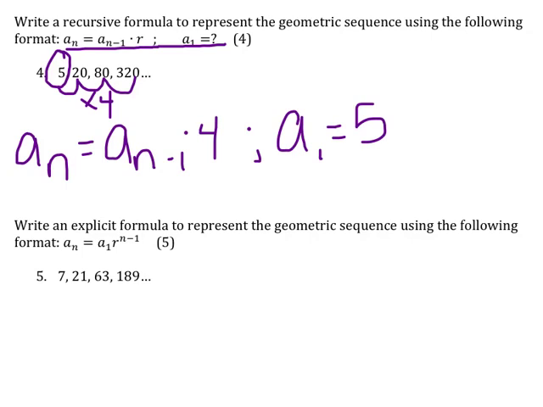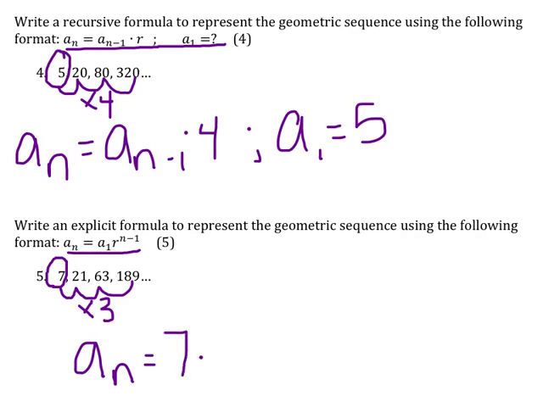Same thing for the second one. I'll give you the equation. You just need to find A1 and r. So A1 is 7. Our rate, what are we multiplying by? We're multiplying by 3 every time. So a_n equals 7 times 3 to the n minus 1 power.